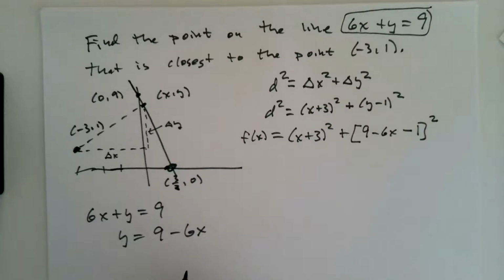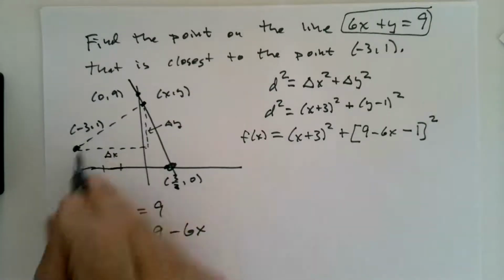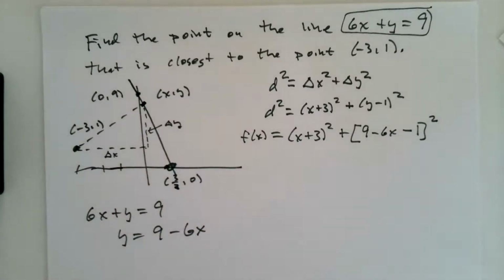So let me ask you folks to go ahead and finish the problem. Find the value x and the value y, the point on that line closest to the point (-3, 1). See what you can do. When you have an answer for x, post it in the comments.